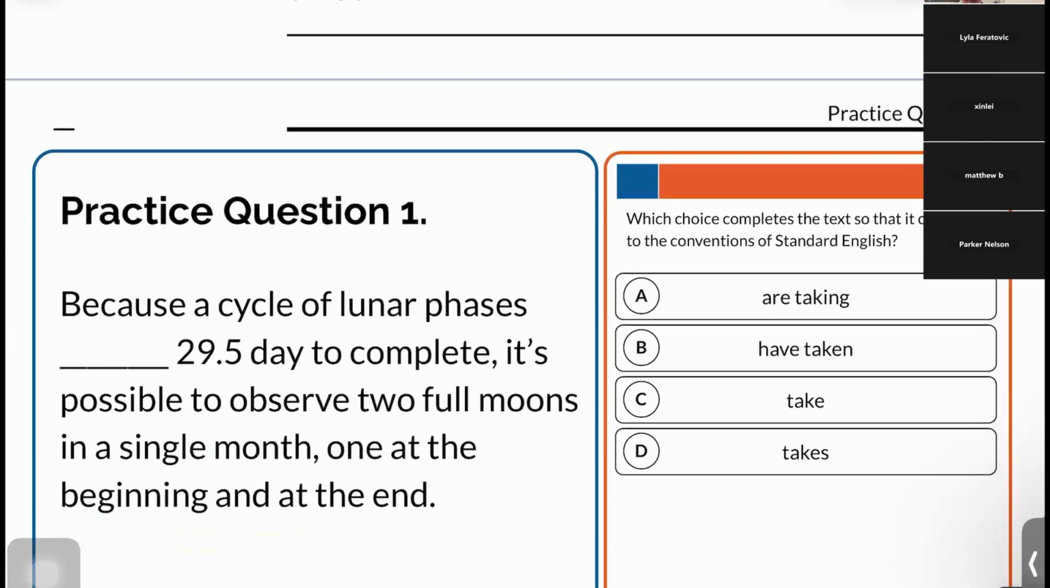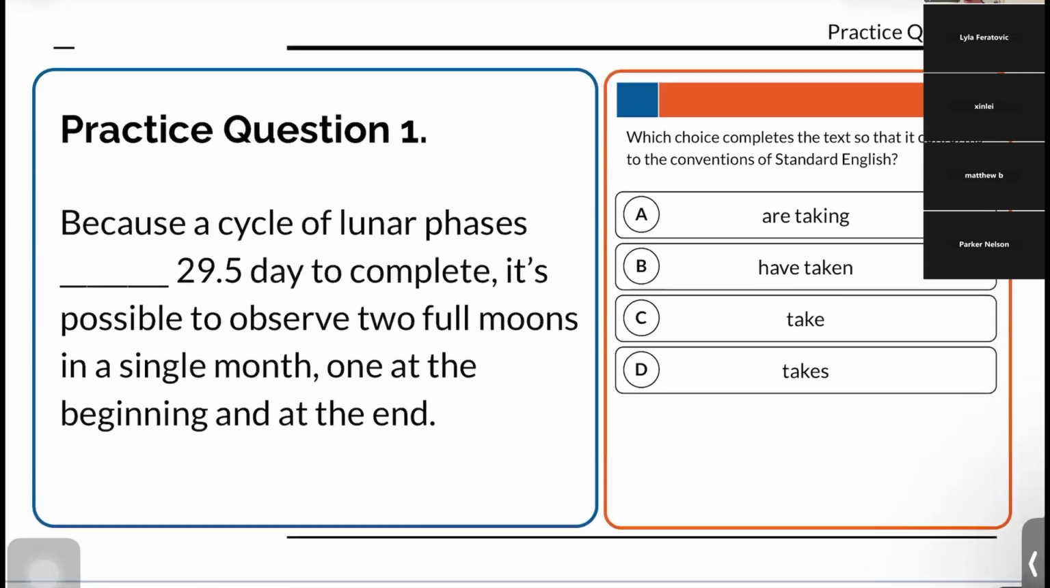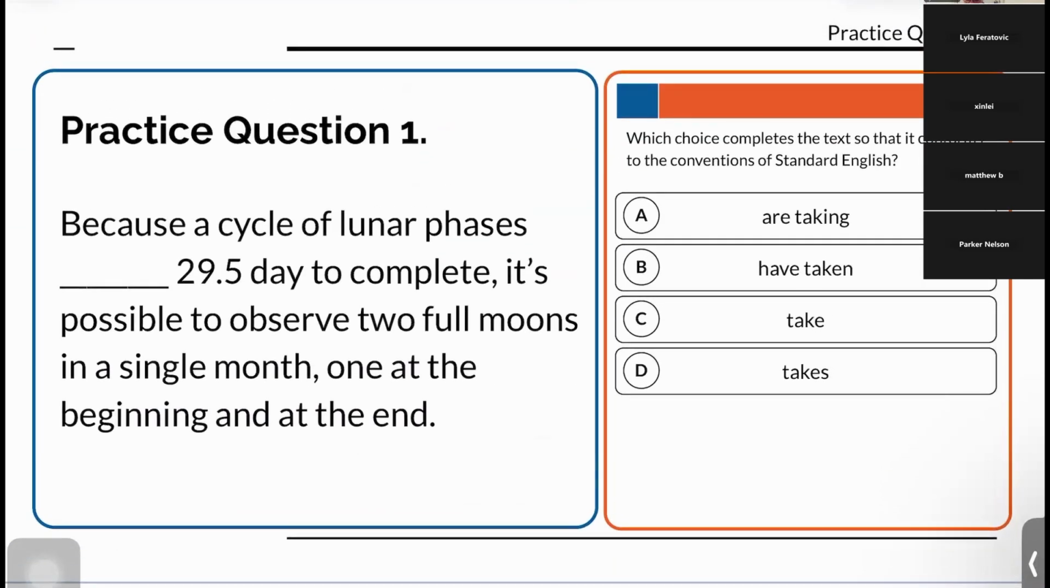Okay. Let's try one of these out, and then there's one last rule I want to introduce before we wrap for today. Okay, so because the cycle of lunar phases, blank, 29.5 days to complete, it's possible to observe 2 full moons in a single month, one at the beginning and one at the end. So take a look at this one and try it out for yourself. And you can drop your answer either in the general chat or in a private message to me.